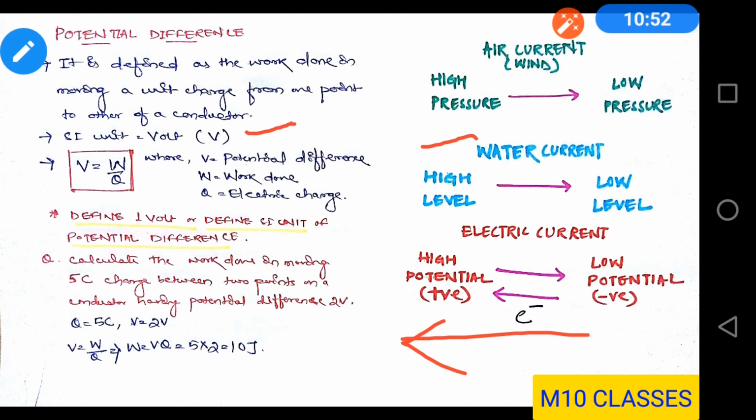Now, suppose think of a battery. A battery has two terminals, positive terminal and negative terminal. Positive terminal is considered to be the higher potential and negative is the lower potential. So the current will flow from positive to negative and the electrons will flow from negative to positive. Now let us see a battery.